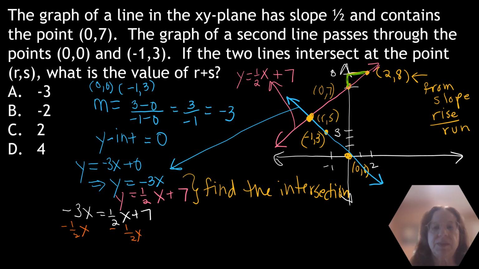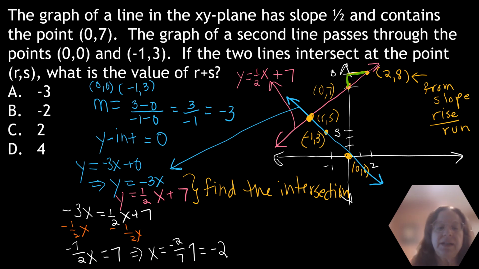Let's solve for x. We're going to subtract 1/2 x from both sides. On the left-hand side, -3 minus 1/2 is -7/2, because -3 is the same as -6/2, so -6 plus -1 is -7. So we have -7/2 x equals 7, and x equals -2/7 times 7, which is -2. Okay, so x is -2. We just flip 2/7 and multiply it by the 7.